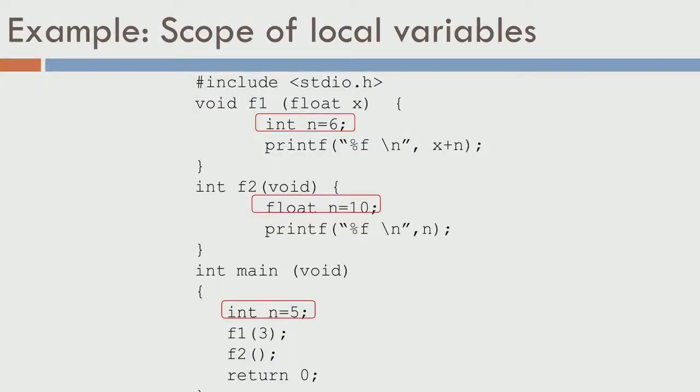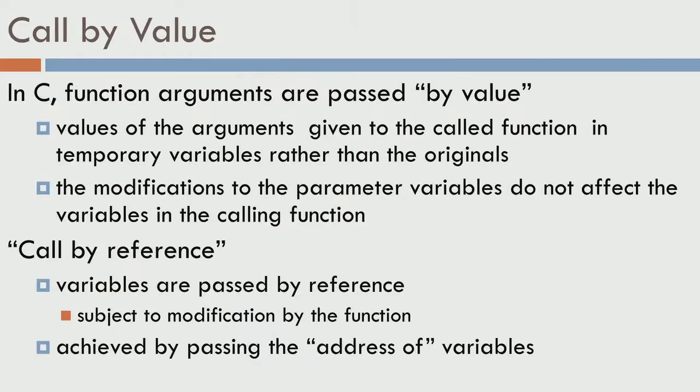So, the modifications to the parameter variables do not affect the variables in the calling function. We already saw this example here also. n became 10, n became 6 and so on. This has nothing to do with this n, first of all. And you have passed a parameter f1 of 3, that was x here. So, this x is not changed in this example, but even if you changed x, the value 3 will not change. There is also something that you can do which is called call by reference.